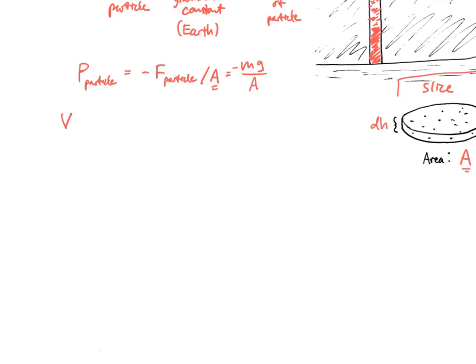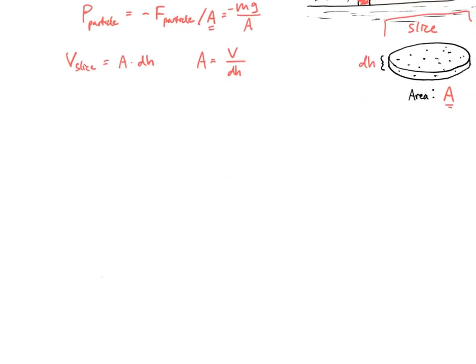I'd like to point out that there's going to be a volume of that little slice, and that equals A times dh, right? Because that's going to be the volume of a cylinder, because this is a very short, flat cylinder. And I could rearrange this equation algebraically to say that the area of the column is equal to the volume divided by dh. All right.